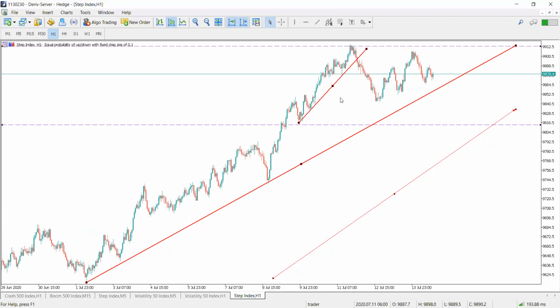But this way now, it is starting to go. This is a false break. This is what we call a false break, guys. Usually when the market does this and gets out of the zone like this, it is what we call a false break.